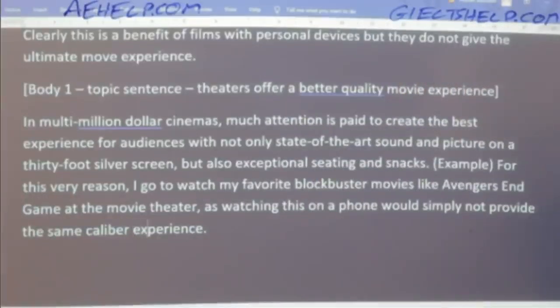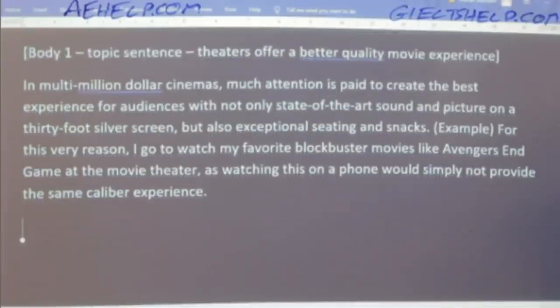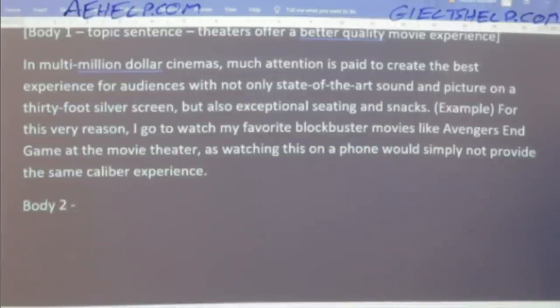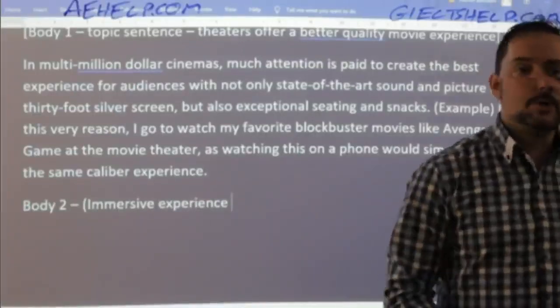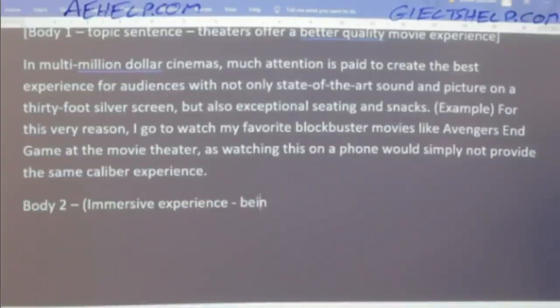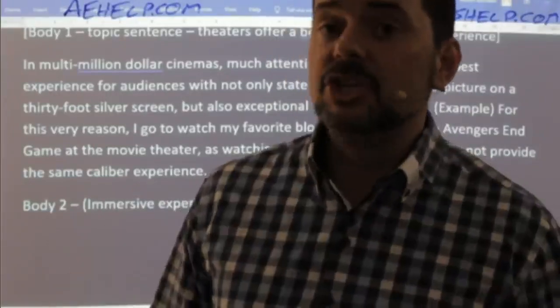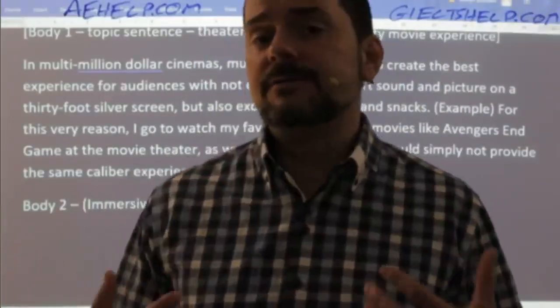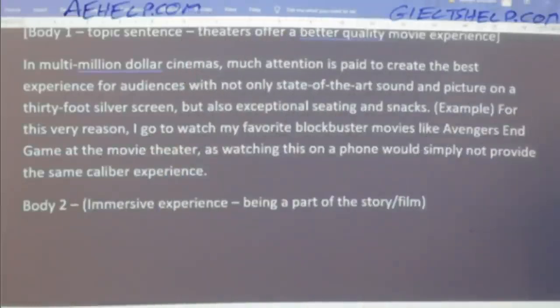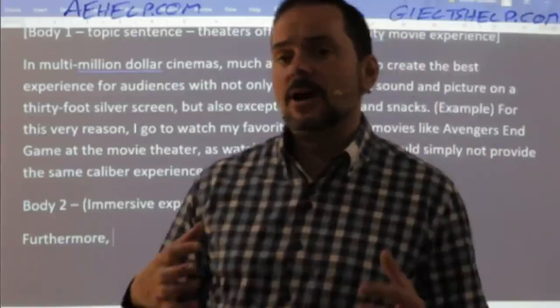I'm not going to do a connecting or concluding sentence here because I'm simply going to go into my next body paragraph, body 2, which is going to deal with immersive experience. And Sarah, this is what you were talking about here. It's being a part of the film. Movie theaters allow us to be more engaged with the film. So now we need to write a few sentences on that. The reason I didn't write a connecting sentence is because I don't need it. I can start this with furthermore, and that's going to connect when I write my topic sentence in this case.